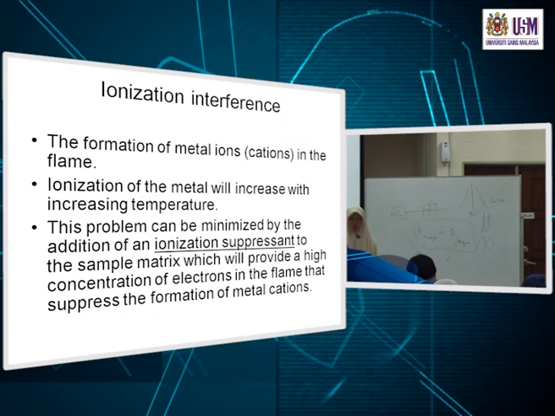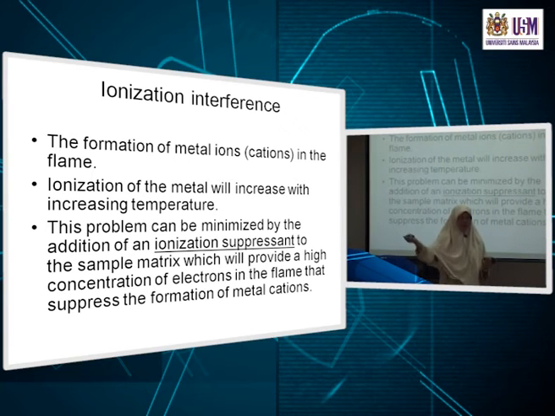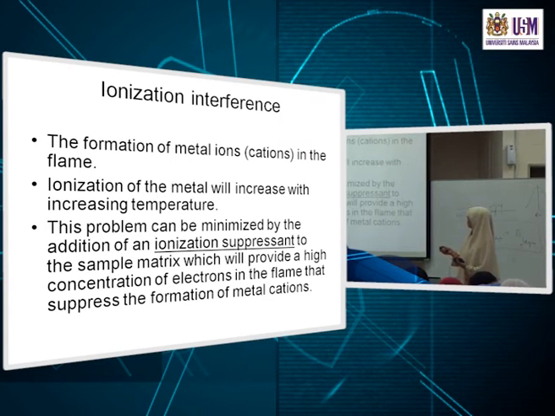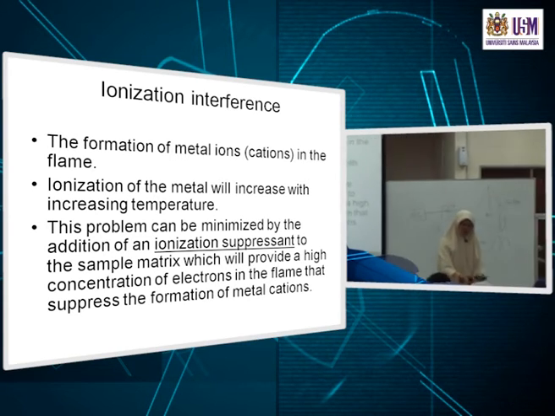And when ionization occurs, what happens to the number of atoms? How does the phenomenon of ionization affect the number of atoms produced in the flame or in the graphite? Does the number of atoms increase or decrease due to ionization? Decrease. If M goes to M plus, of course the number of M will be reduced and your absorbance will be reduced. So when ionization occurs, it will affect your absorbance. So you want to suppress ionization by using an ionization suppressor, something that you add to your sample solution and your standard solution, so that when it goes into the flame, ionization will be reduced.